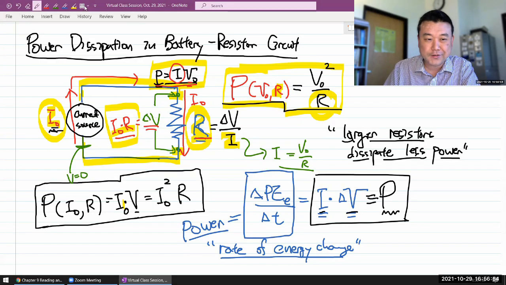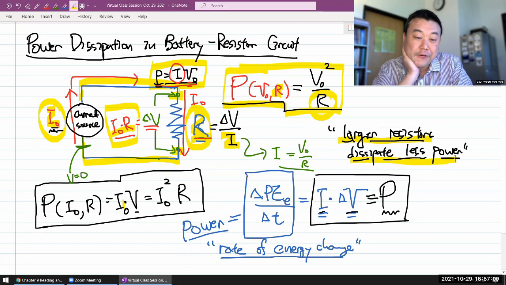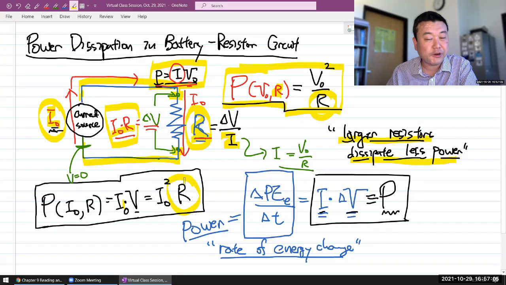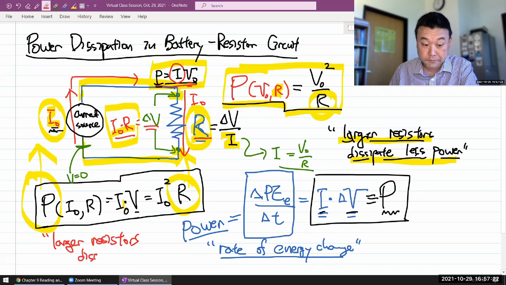And if you try to answer based on what you had before, you're going to answer wrong. Here, resistance is just on the numerator. It's not on the denominator. So larger resistance does mean larger power. So in this setting, we would say larger resistors dissipate more power.